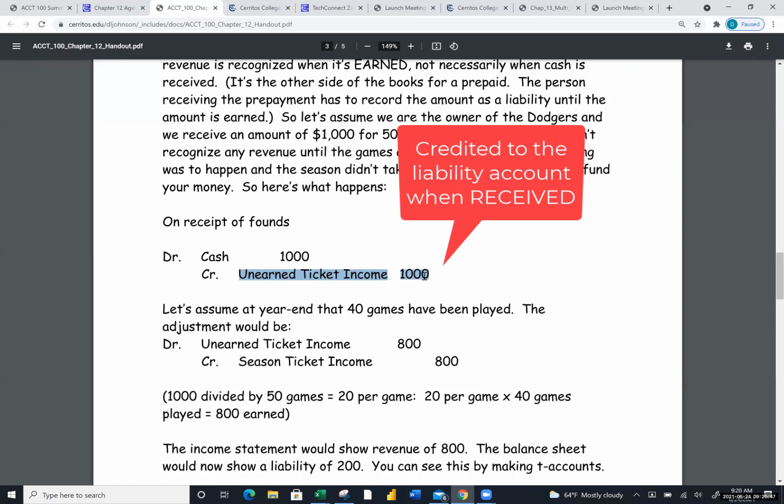In class last time, I said it's the flip side of a prepaid, right? What that means is if you were paying me that $1,000 to go back and do tax returns or something, it'd be a prepaid on your side because you're paying for something ahead of time, but it would be an unearned account on the receiver side. That's what I mean about it being the flip side of a prepaid.